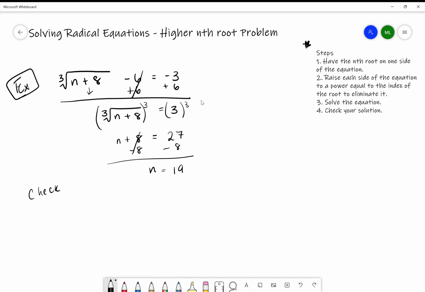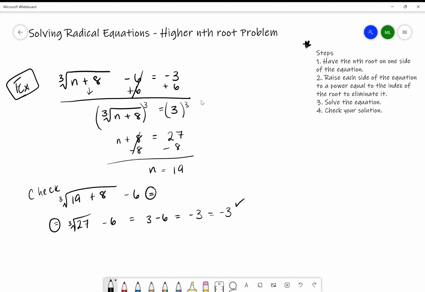Let's go ahead and check. Plug it back into our original equation, so we've got the cube root of 19 plus 8, and then minus 6. 19 plus 8 is 27, so I want the cube root of 27 minus 6. That is equal to 3 minus 6, and 3 minus 6 is equal to negative 3, and we see that it checks out. Yes, indeed, it equals negative 3.